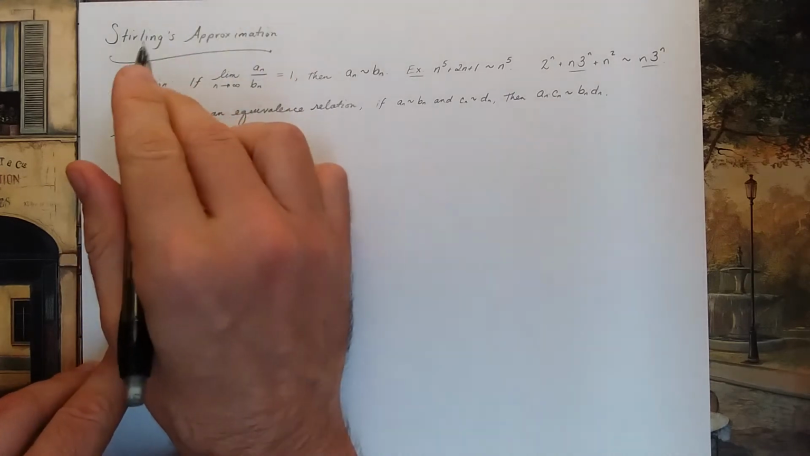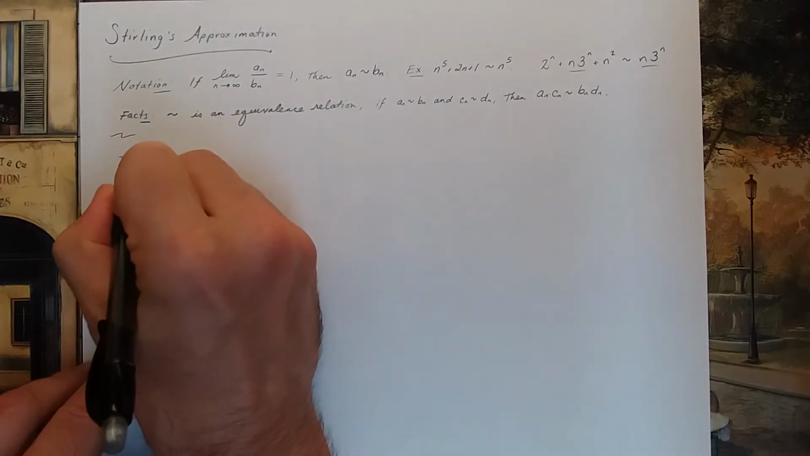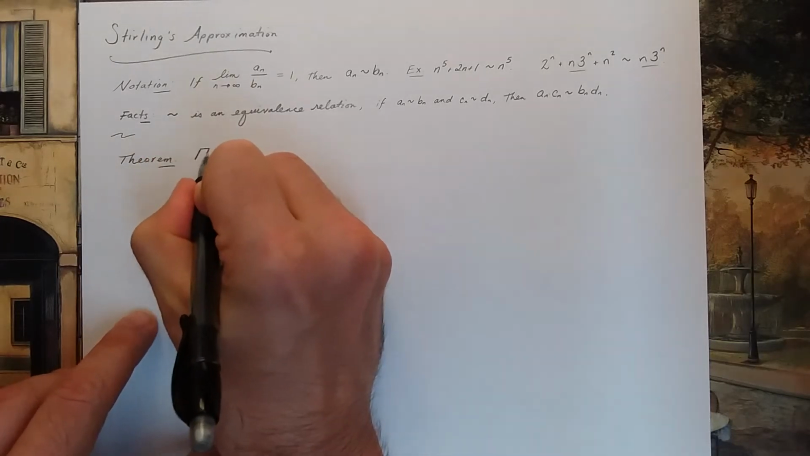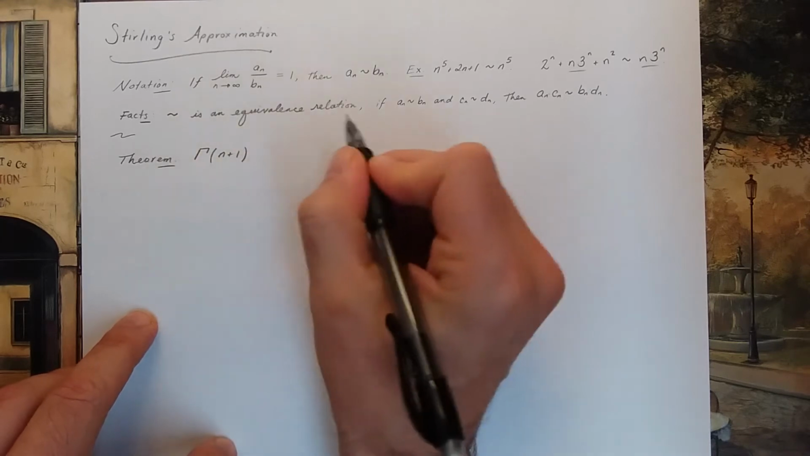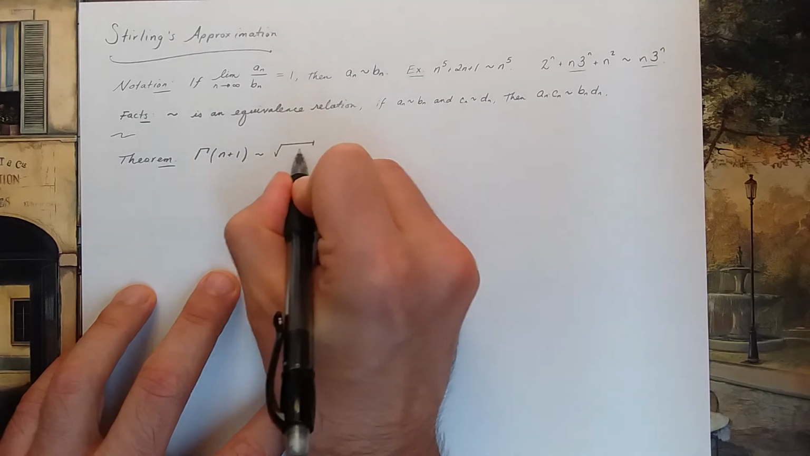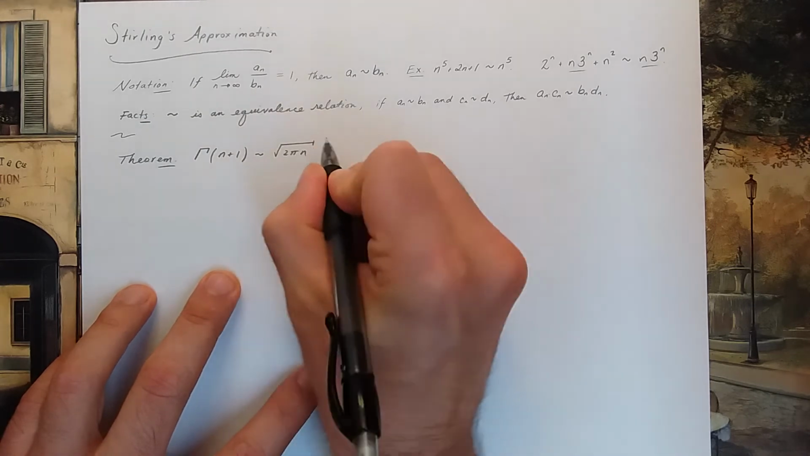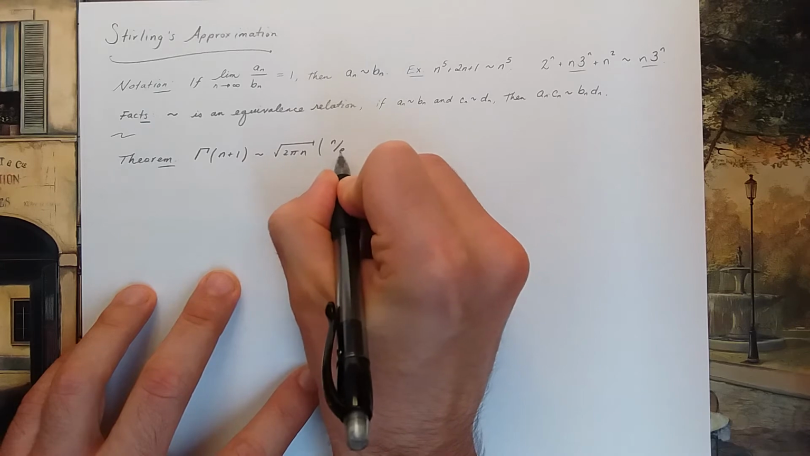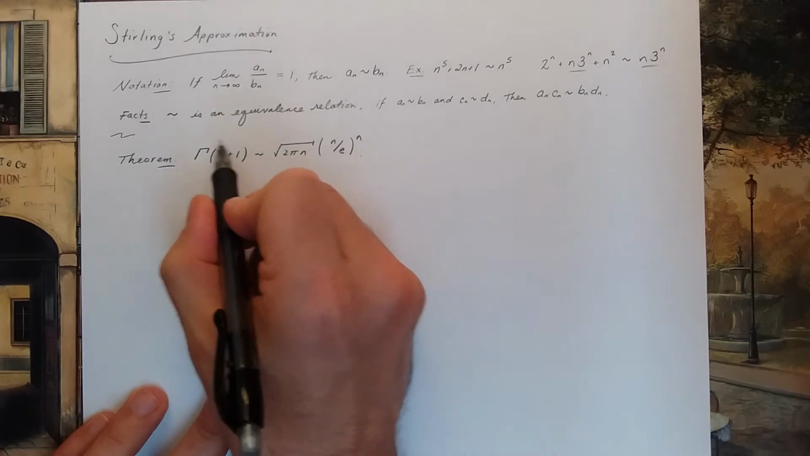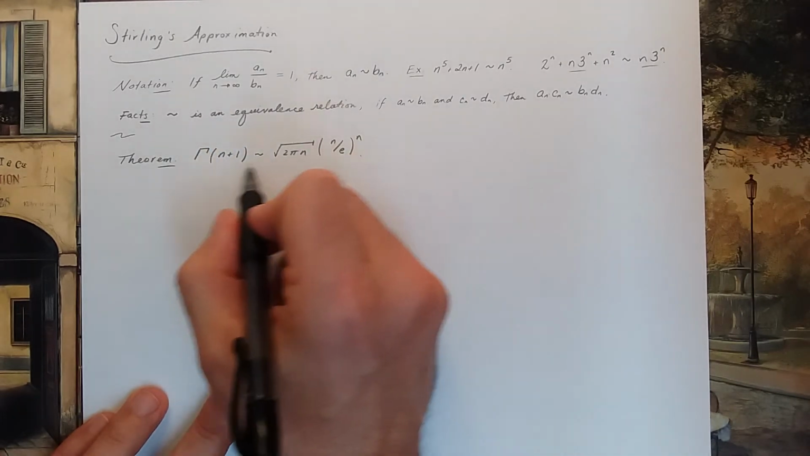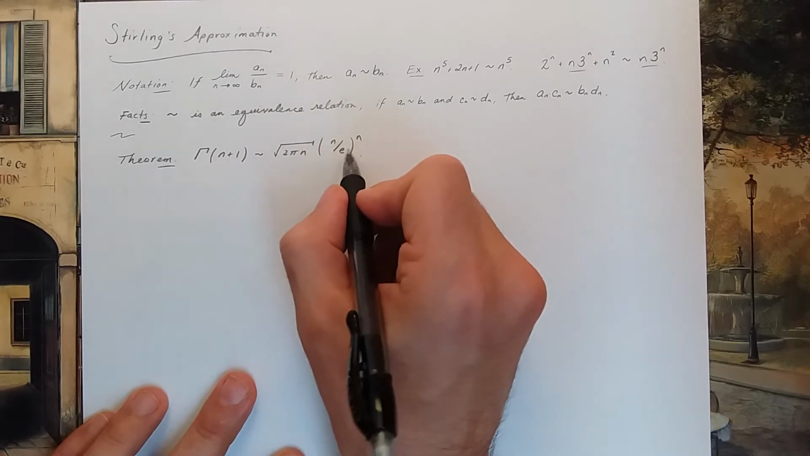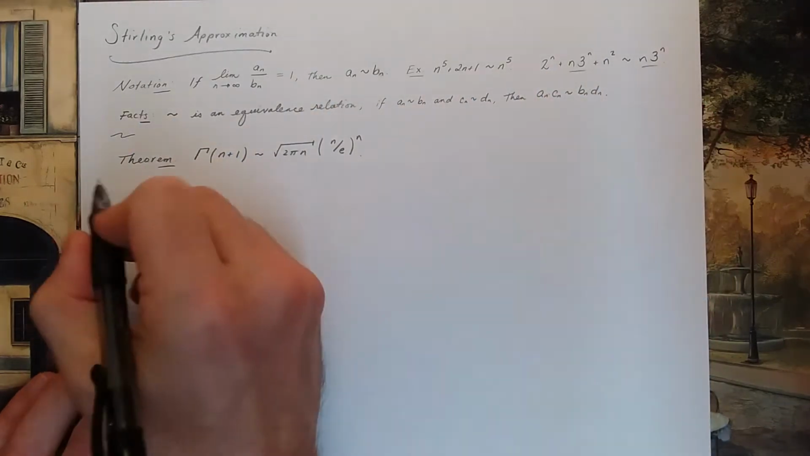Okay, so what is Stirling's approximation? It's this amazing theorem. Gamma of n plus 1 is asymptotic to the square root of 2 pi n times n over e to the nth power. So it's really quite shocking that the gamma function can be asymptotic to something involving the square root of 2 pi. I have an e in here. It's just beautiful. So I'm going to show you why this is true.